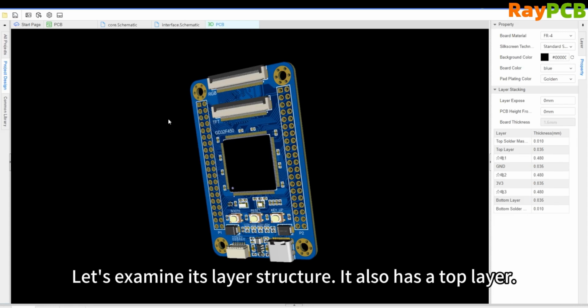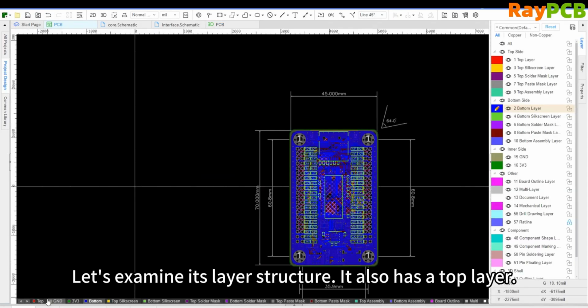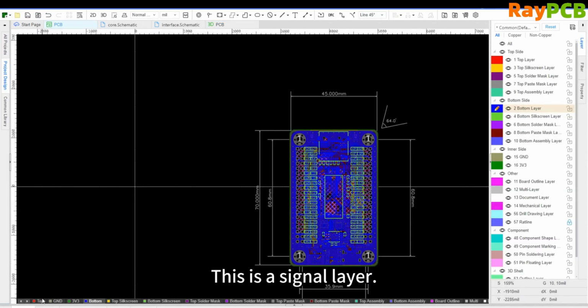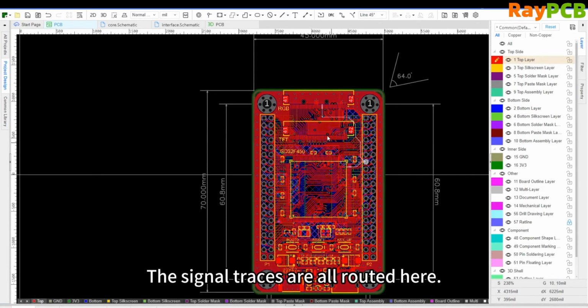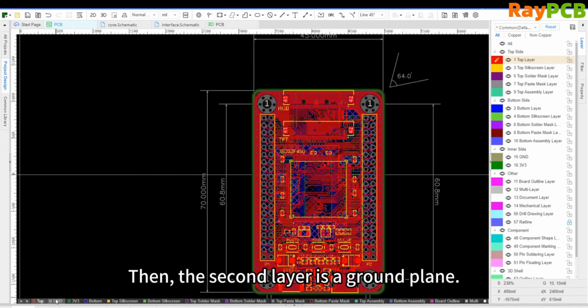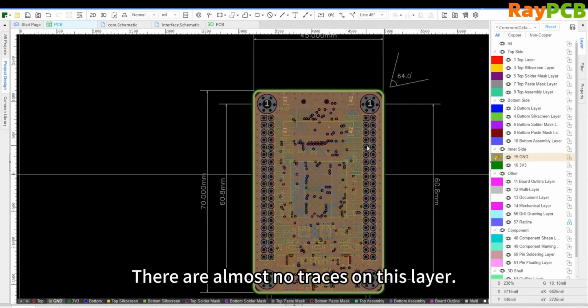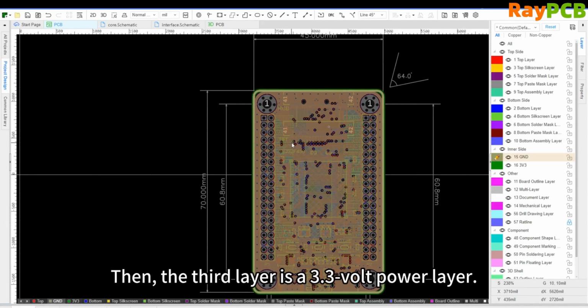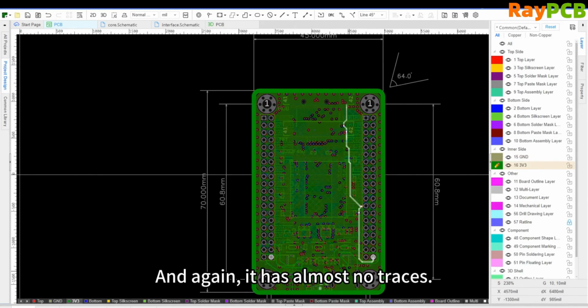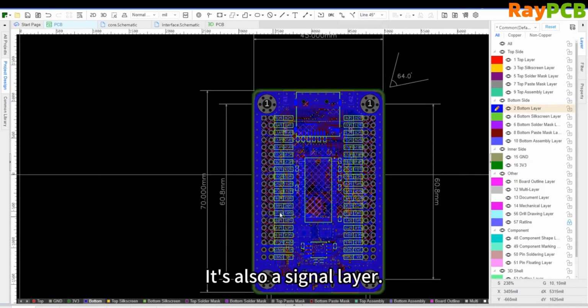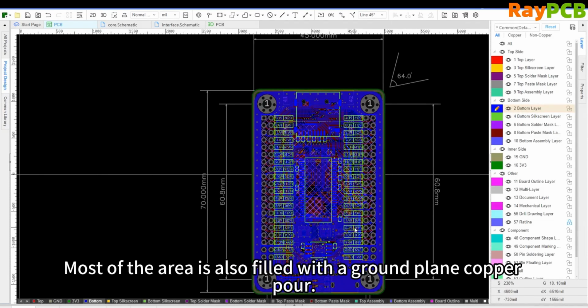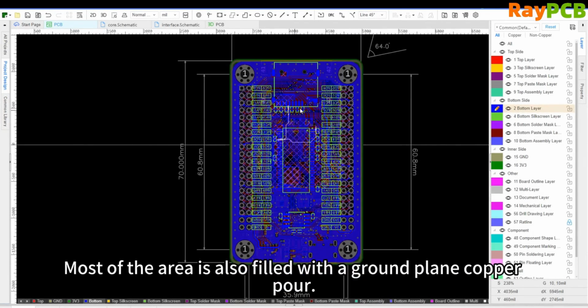Let's look at the motherboard. Its layer structure also starts with the top layer, which is a signal layer. Most of the components are placed here, and the signal traces are also routed on this layer. Then the second layer is a ground plane, which is a layer with almost no traces. The third layer is the 3.3V power plane, and it also has almost no traces. The fourth layer is the bottom layer, which is also a signal layer. Most of the traces are here, and ground copper has also been applied.